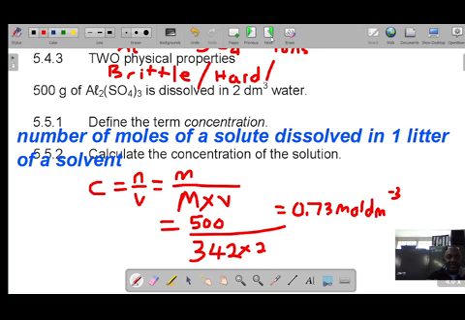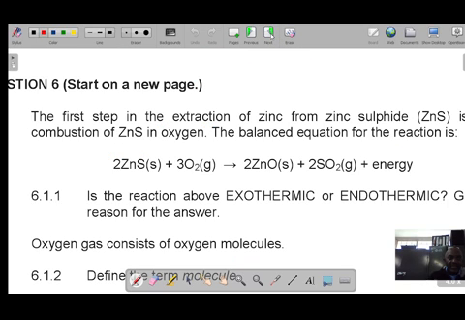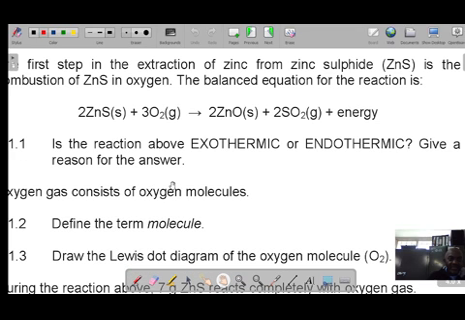It is question 6. It says that the first step in the extraction of zinc from zinc sulfide is combustion of zinc sulfide in oxygen. Then they say the balanced equation for the reaction is 2 zinc sulfide plus 3 oxygen gas to give us 2 zinc oxide plus 2 sulfur dioxide plus energy. They ask, is the reaction above exothermic or endothermic? Give a reason for your answer.